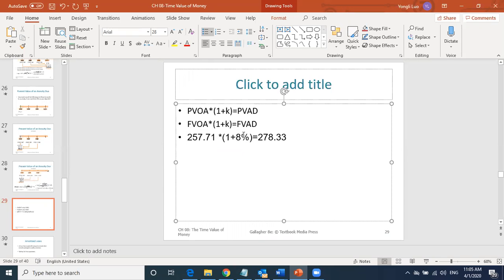The question is that for present value or future value, we can use the time value of money table, right? But for annuity due, you cannot get the number directly from the table. We can use the value we got from the table times 1 plus 8%, and then you can get the future value or present value of annuity due.